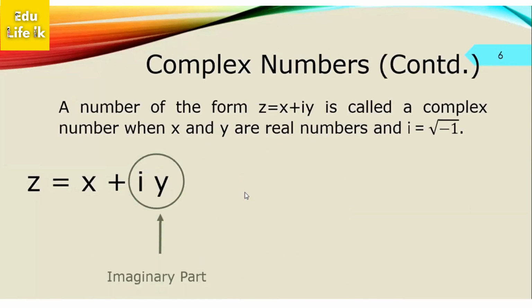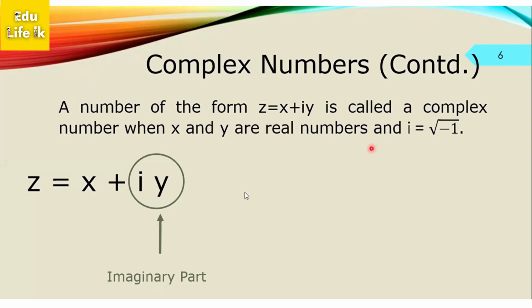Now, a number of the form z equals x plus iy is called a complex number, when x and y are real numbers. As I mentioned earlier, x and y are both real numbers, but if you multiply y with the sign i, then it becomes the imaginary number. We'll try to understand this with an example, so that it will be more clear to you.